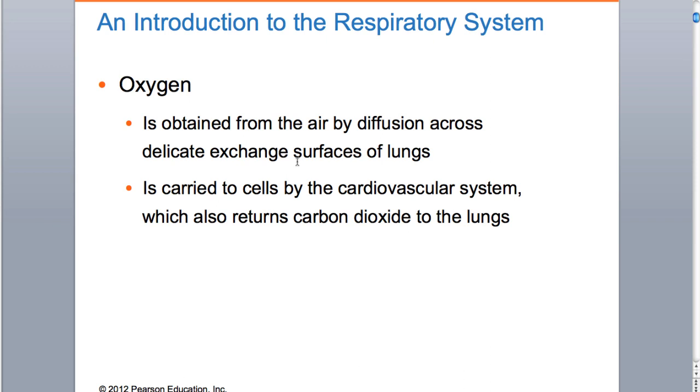Now you're noticing that as we've done chapters 18, 19, 20, 21, and 22 so far, there's a lot of connection between systems. You did not see that in Biology 2401 as much, but you'll definitely see it in Biology 2402. Next slide.